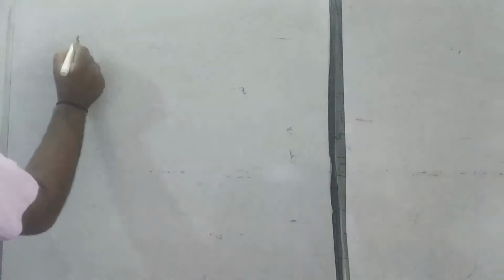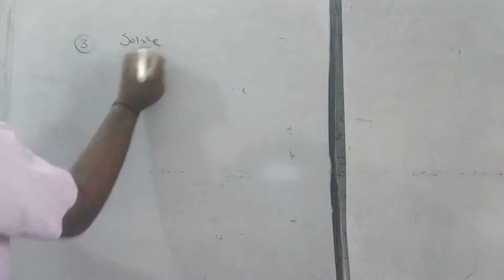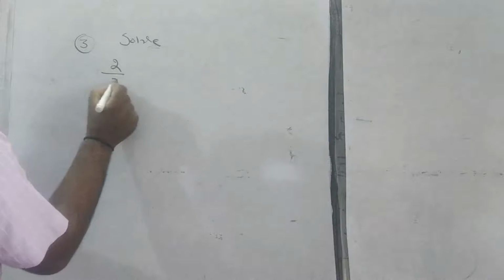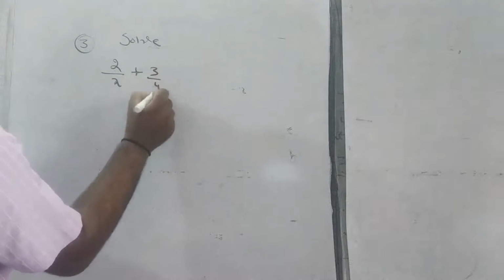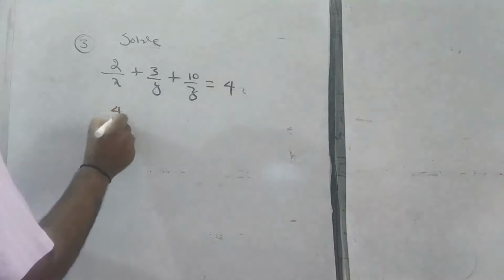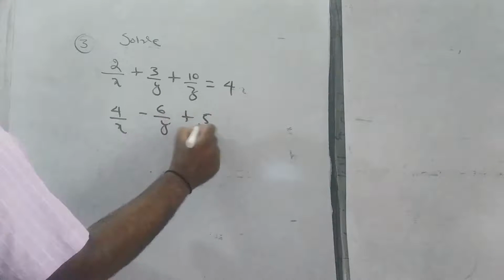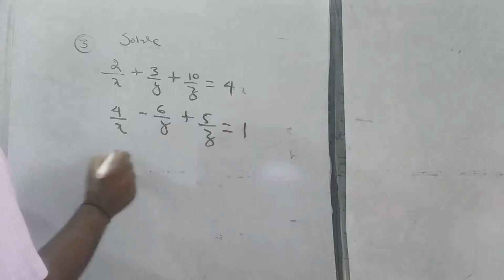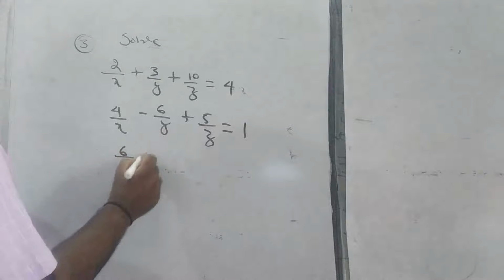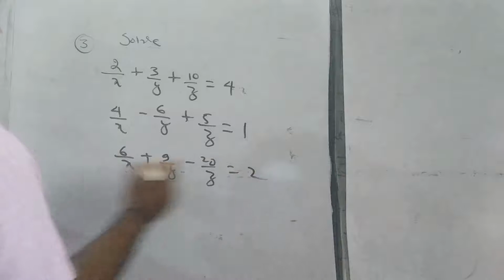In the third category of the question, solve 2/x + 3/y + 10/z = 4, 4/x - 6/y + 5/z = 1, 6/x + 9/y - 20/z = 2.